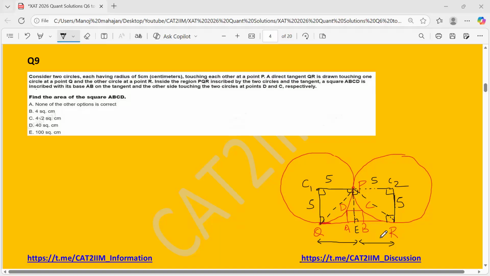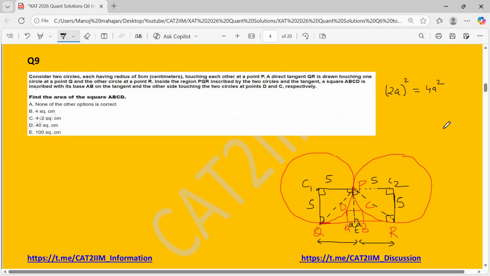So you can understand one thing out here. E is a midpoint of QR. So if I assume AE to be, let's say A, EB would also be A. So 2A is the side of the square. So if I do a square of it, that would be my answer. So we need to calculate the value of A out here.